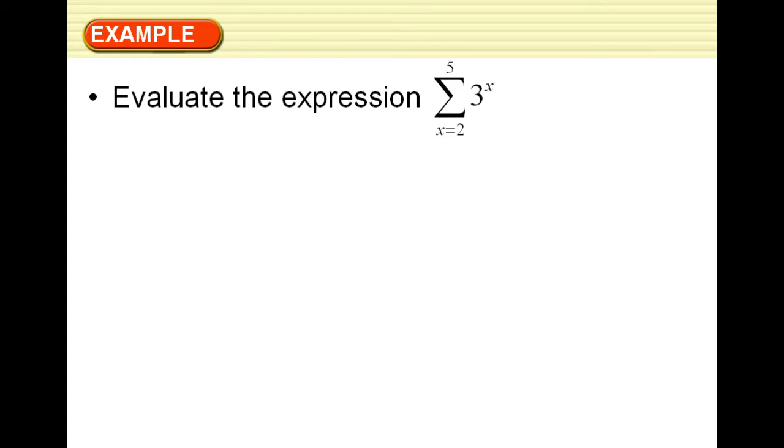Evaluate the expression: 3 to the x, beginning at x equal 2 and going through x equal 5. So the sum of 3 to the x from 2 to 5. So I've got 3 squared, since I'm starting with 2, plus 3 to the third plus 3 to the fourth plus 3 to the fifth, which is 9 plus 27 plus 81 plus 243, which is 360. So I found the value of that summation.